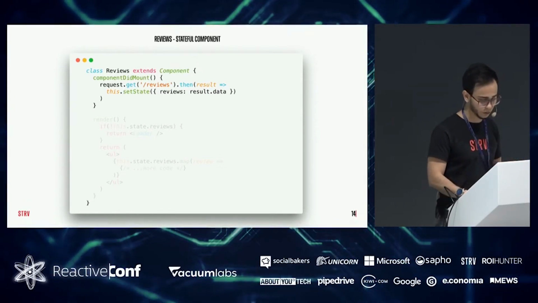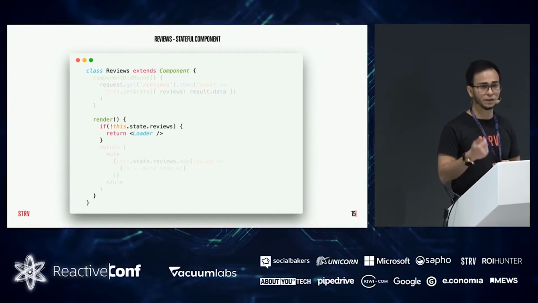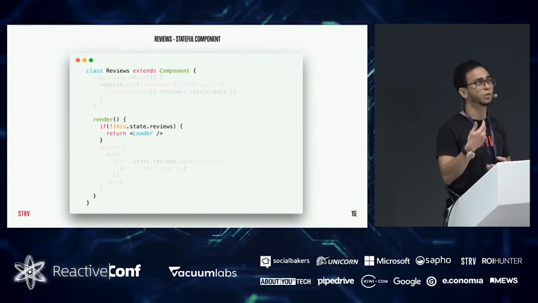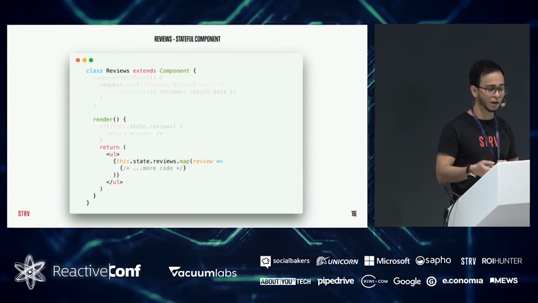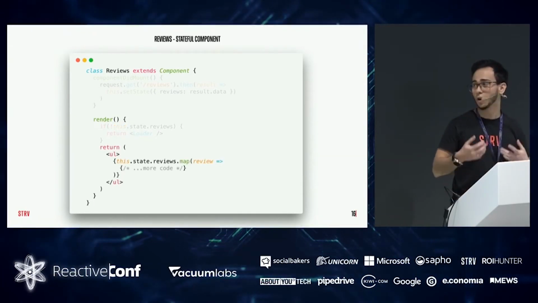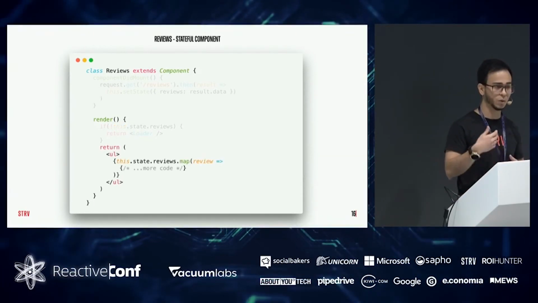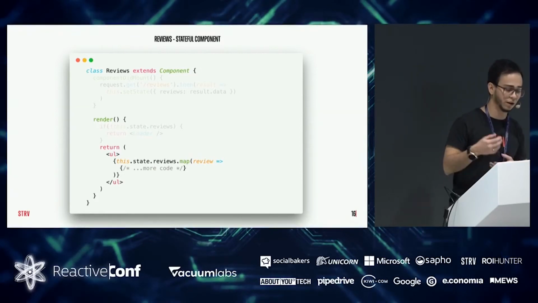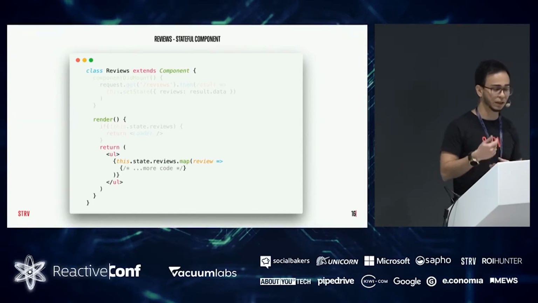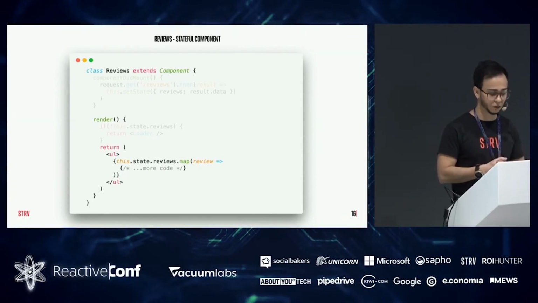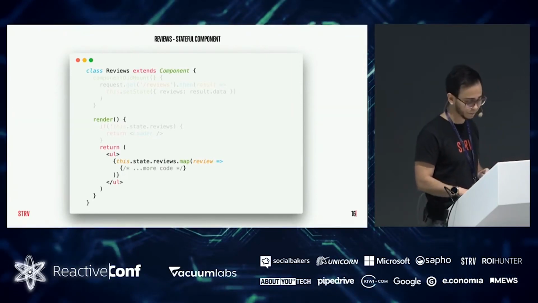It's pretty straightforward. Now, if the data is not already there, we'll show a loader, and if all goes right, then we will do what we actually wanted to show in the first place, which is the JSX, the HTML that corresponds to the reviews. So the list, the styles, everything that goes there that matters.